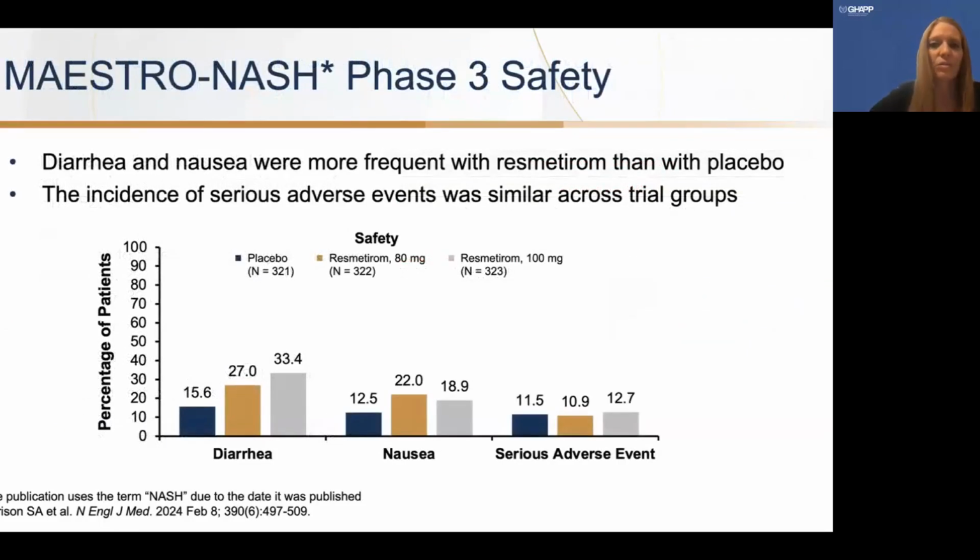Looking at this phase 3 safety data, diarrhea and nausea were the most frequent side effects noted with resmetirom, and they were more common in both the 80 milligram and 100 milligram dose when compared to placebo. Thankfully, the incidence of severe adverse effects was similar across all trial groups and was relatively low.